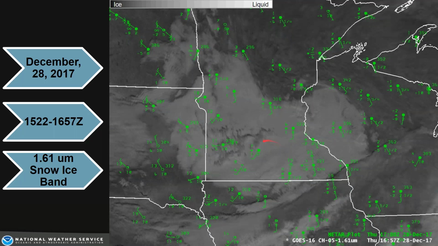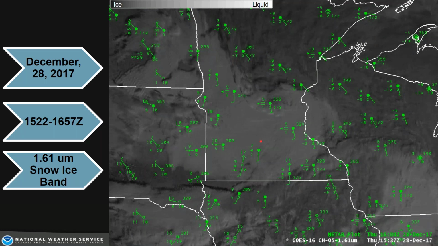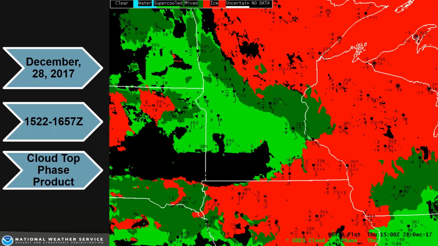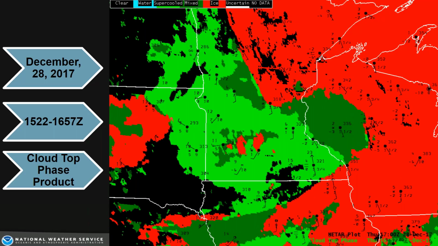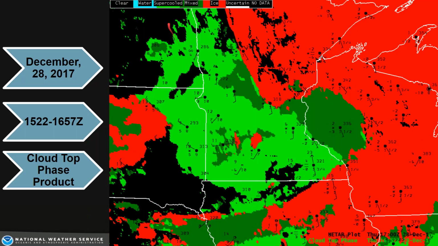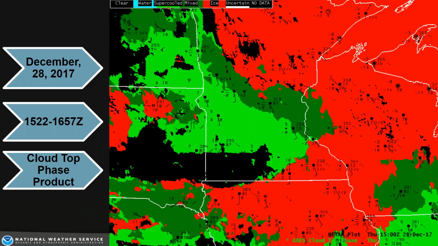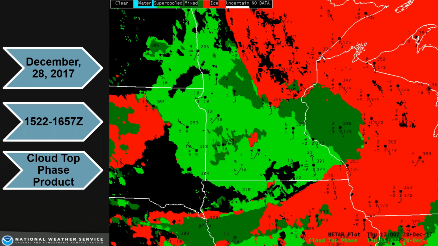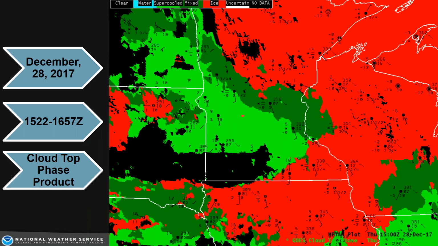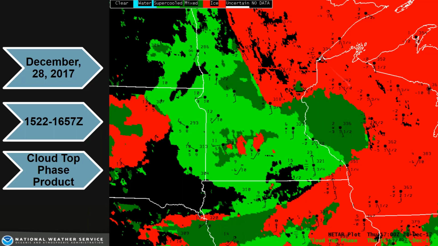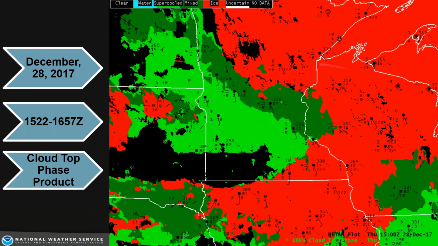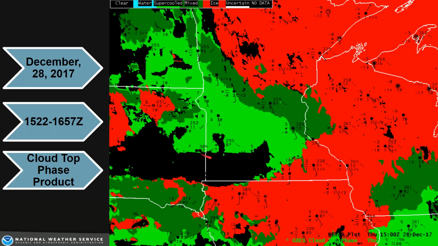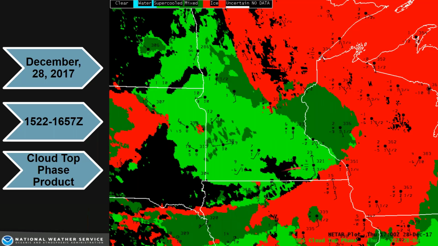So what about the cloud top phase product? Here's the same loop with cloud top phase in that bright greenish color. At least that's the way my eyes see it, and I'm colorblind, so it may be more yellow. But it's supercooled there as well. And then as you move off to the northeast, as you'd expect, you see the ice there. But really, we're talking about supercooled liquid cloud tops through this whole area.